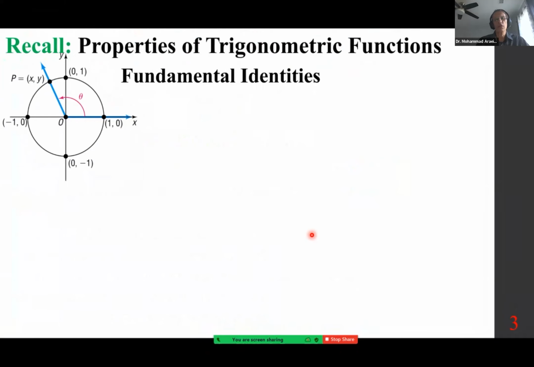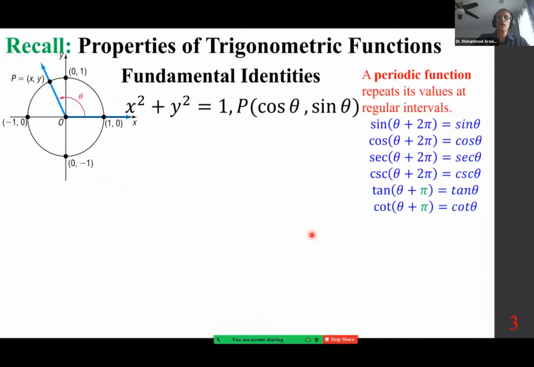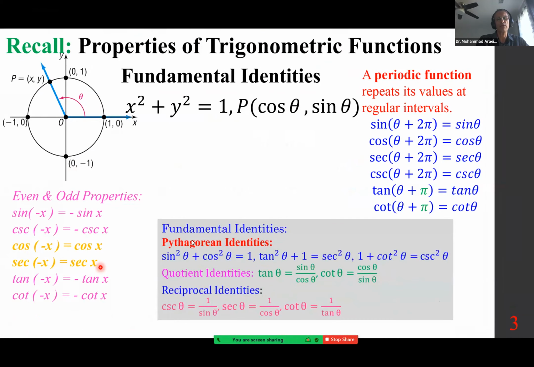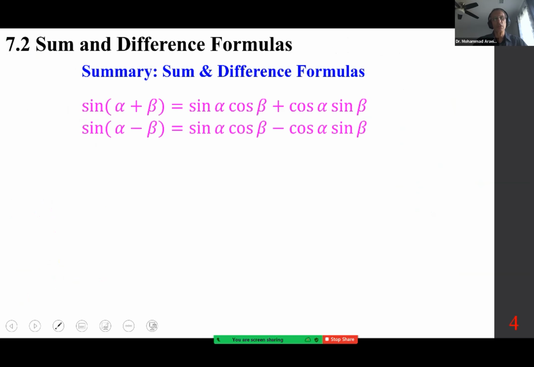Again, reminding you of all the identities that we have seen, starting with the unit circle, periodic function. As you know, all trigonometric functions have a period of 2π with the exception of tangent, which cotangent goes with. They're all odd functions except cosine and therefore secant. And we have Pythagorean identities, quotient identities, and reciprocal identities, and those are important identities to get us started.